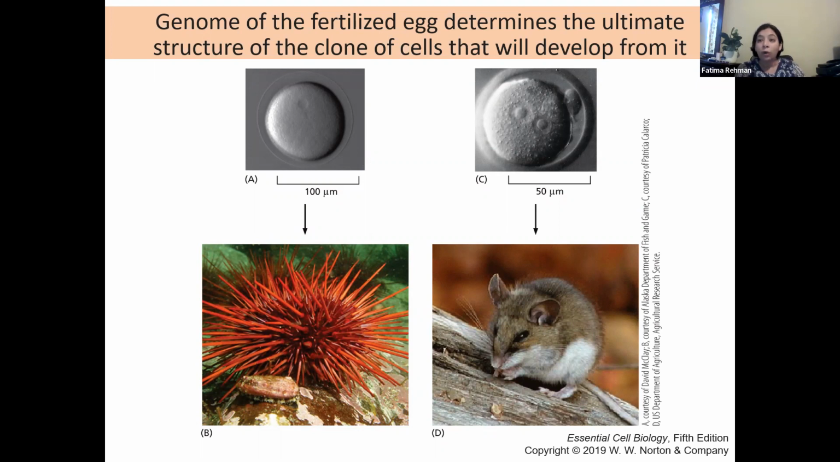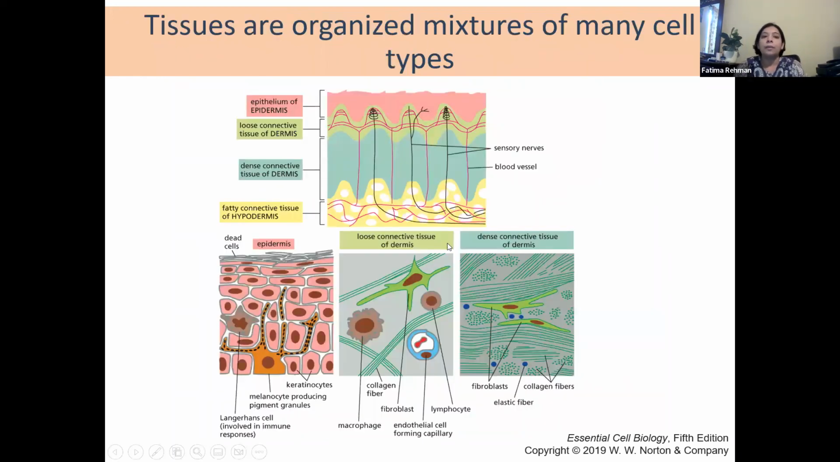And so that genome that is present inside that fertilized egg is going to eventually determine what structure you're going to see. So looking at these two fertilized eggs, they look very similar, but eventually are leading to very, very different organisms at the end of the day once they're fully developed. In these structures, as they're developing, you are going to see a mixture of many, many cell types.